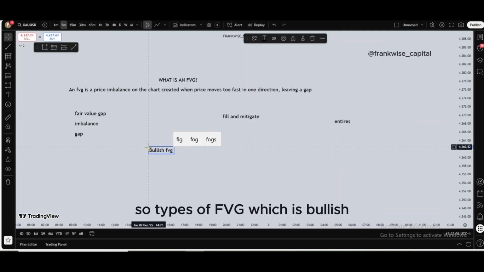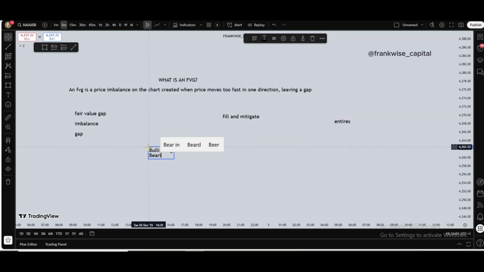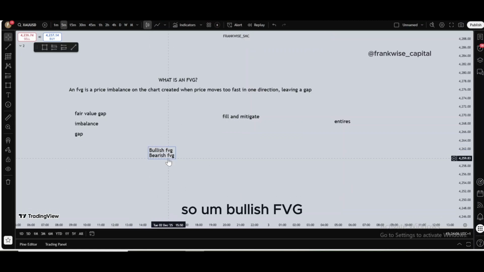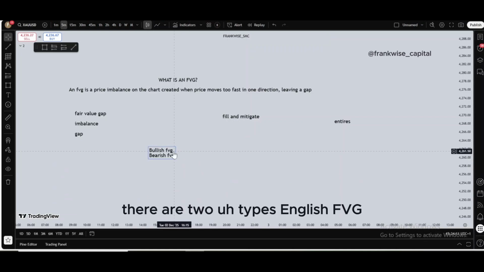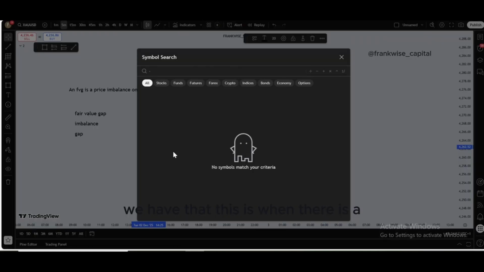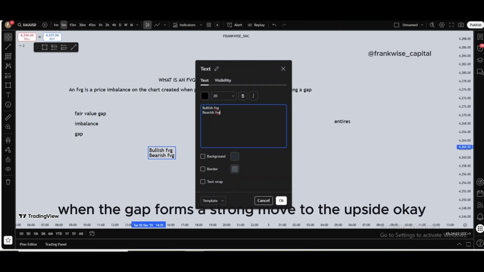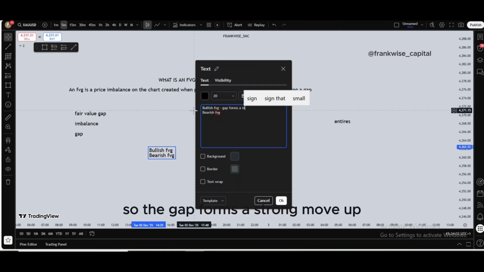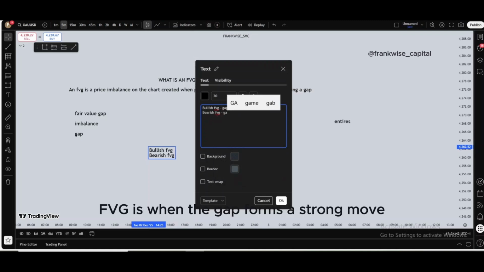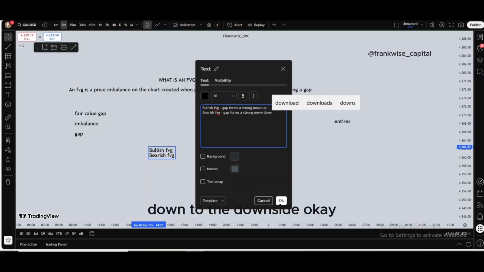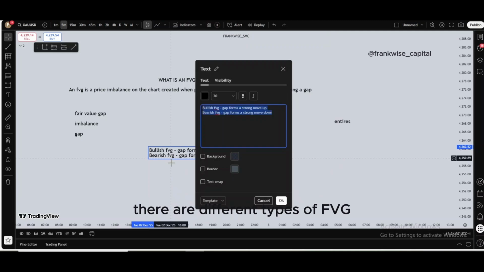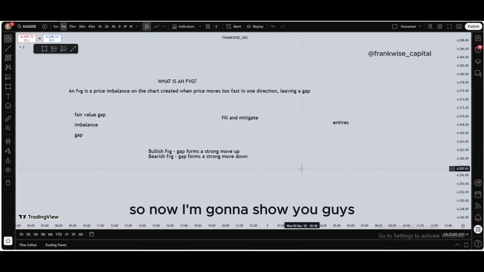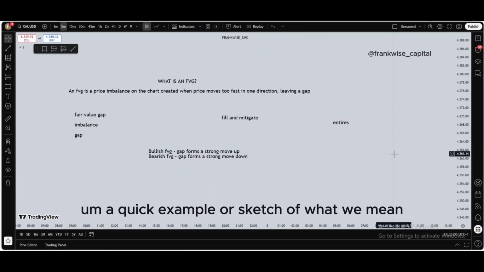So the types of fair value gap are bullish FVG and bearish FVG. In bullish FVG, the gap forms from a strong move up, while the bearish FVG is when the gap forms from a strong move down to the downside. So there are different types of FVG. It's just the gap. Now let me show you guys a quick example or sketch of what we mean.